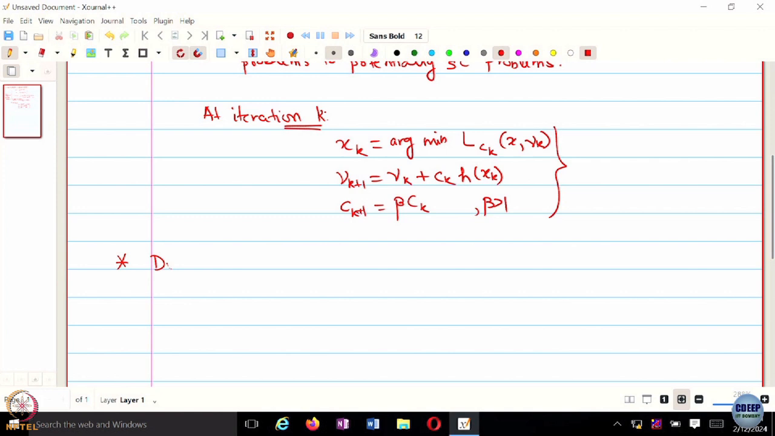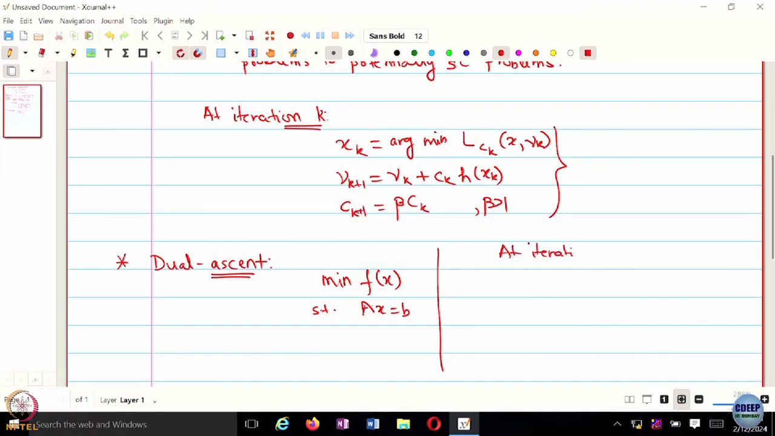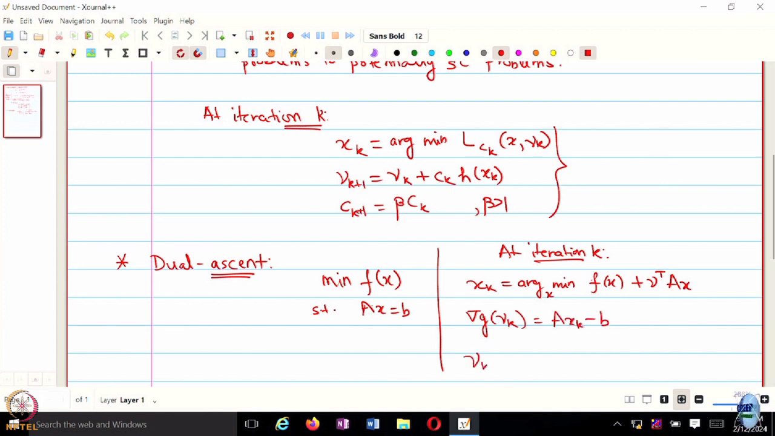Then we looked at something called dual ascent, right? And we are looking at problems of the form minimize f(x) subject to Ax equal to b. Okay. And what did we have in terms of an algorithmic implementation of dual ascent? So at iteration k, x_k is defined to be the arg min of f(x) plus nu transpose Ax, right? And then you define nu_{k+1}, or let's do it in two steps. And nu_{k+1} is an ascent on your dual variable nu_k, right?